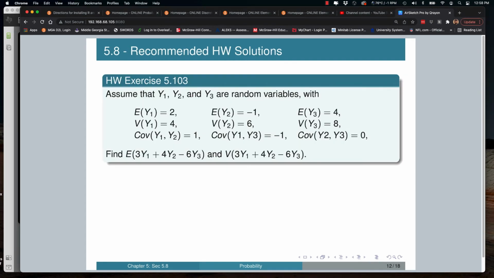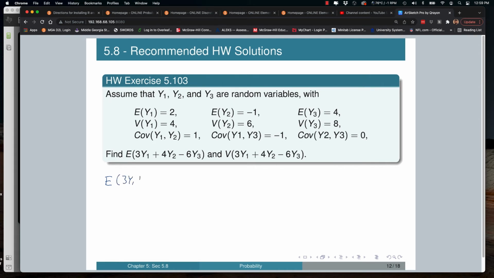Okay, so the first recommended homework exercise was 103. Very similar to one of the examples I've done already, they gave us all the expected values, variance values, and the covariance values for three different variables, y sub 1, y sub 2, and y sub 3. They want us to find the expected value and the variance of the function 3y sub 1 plus 4y sub 2 minus 6y sub 3. So the expected value one's not going to be a big deal at all. It'll take us a few seconds.